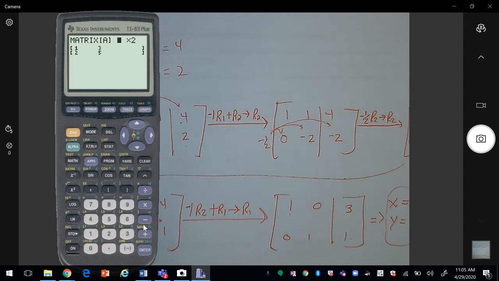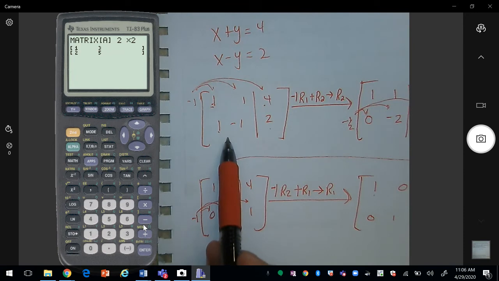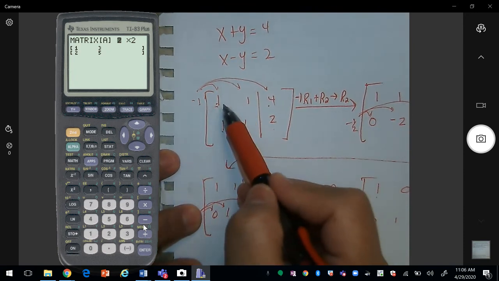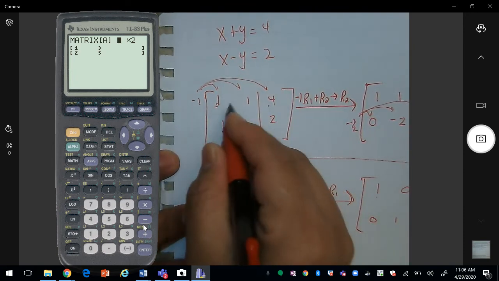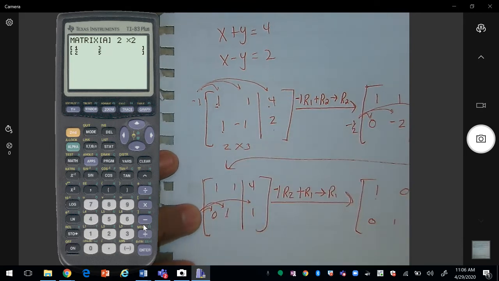And you want to enter the size of the augmented matrix. So this is a 2 by 3 because we have 2 rows and 3 columns. And so I'm going to put 2 by 3. I'm going to enter the numbers. So I have 1, 1, and 4. Then I have 1, -1, and 2.